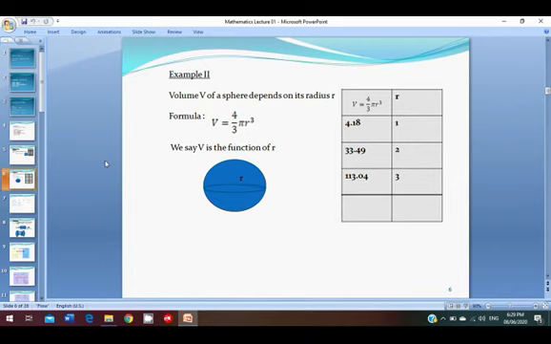Here I have given r equal to 1. So volume becomes 4.18. When I give the value 2, volume becomes 33.49. And the same is the case with this other value. So we can say that V is a function of r, meaning volume depends on its radius.